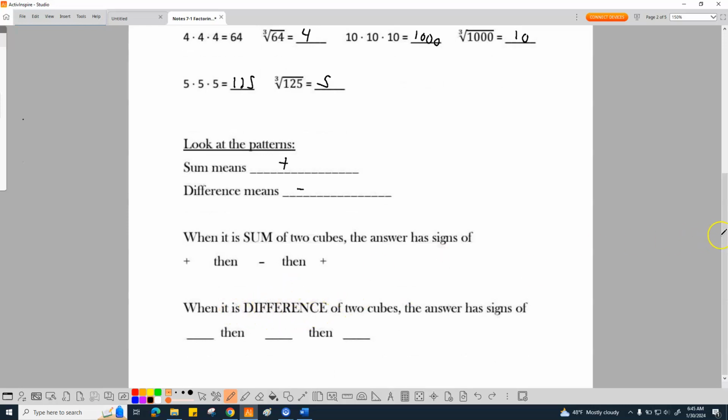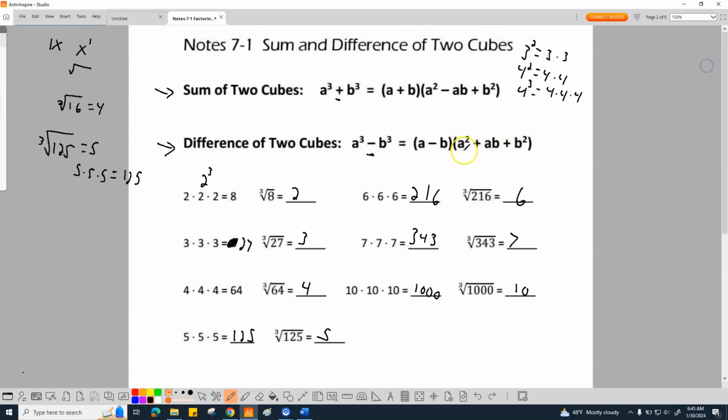Y'all, it's up here. They want you to pay attention to this. I'm going to do it in red so you can see it. When it's the sum of two cubes, they want you to pay attention to this: when it's the sum, it goes plus, minus, plus. Now I'm going to do this in blue. When it's the difference, it's going to be minus, plus, plus. So that's kind of getting your skeleton set up.